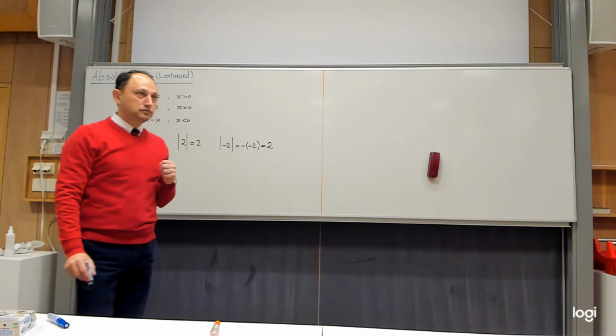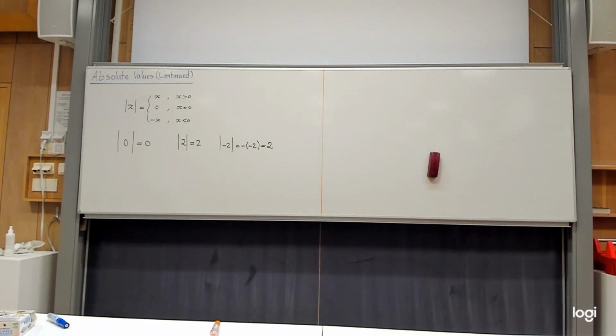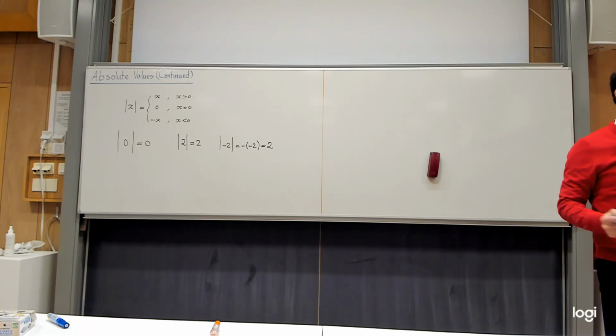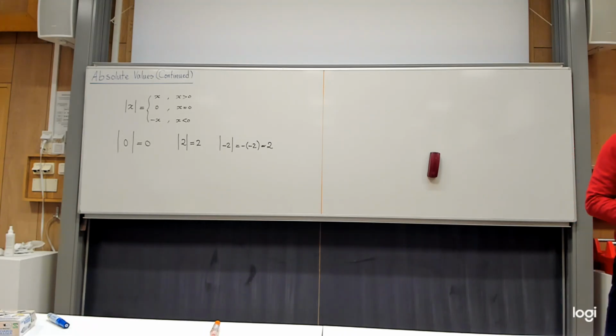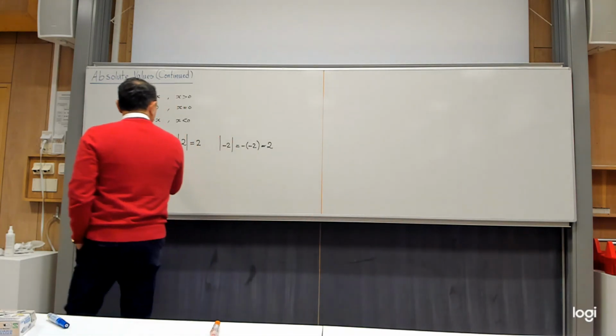What do you do with complex numbers? No, for complex numbers, absolute value has a different meaning. But then it comes back to this when it becomes real. Yes, this we will study in Math 4. Okay, so is that understandable?